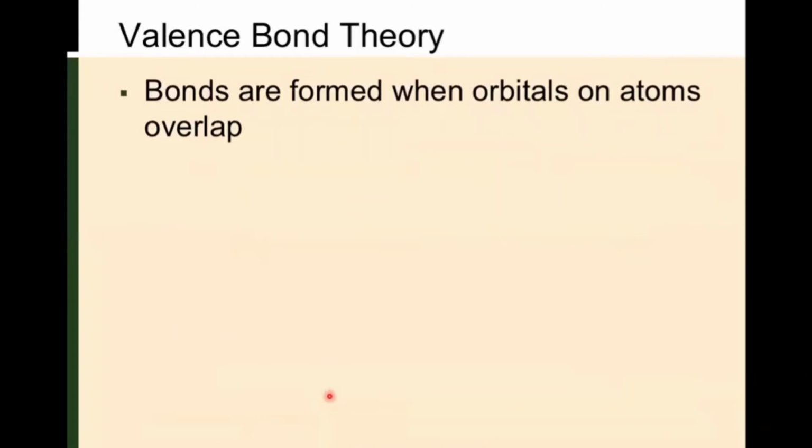Valence bond theory. So bonds are formed when orbitals on atoms overlap. That's the idea that if we're going to share electrons, they have to meet each other. They have to be able to come into contact with each other. Especially for the sigma bonds that we've talked about, say we've got a carbon-carbon bond, they have to meet somewhere in between the two carbon atoms. There has to be some overlap between their orbitals, otherwise they won't be able to share those electrons.